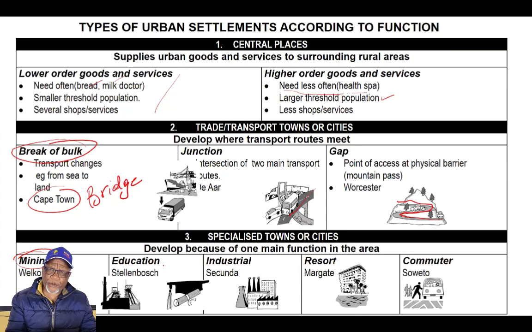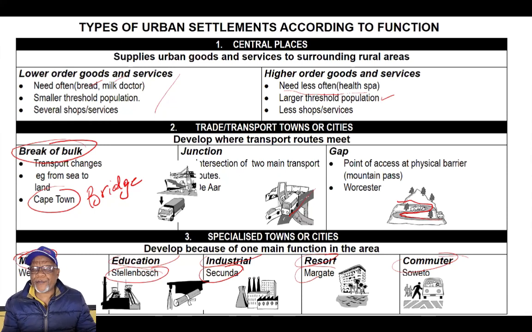And then we have another type of specialized town, which is the education town, your Stellenbosch, for all the universities and other institutions there. And then we have the industrial town, Secunda. And then we have the resort town, Margate. Then we have the commuter town, like Soweto, where people work outside where they stay. So in the mornings, those people will commute to the workplace. So we call that a commuter town.